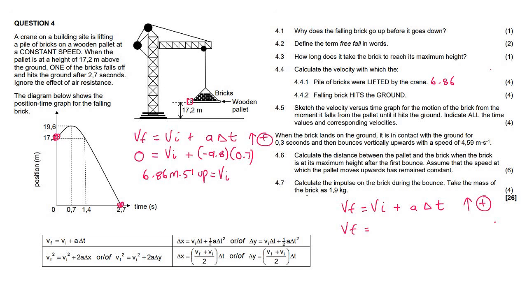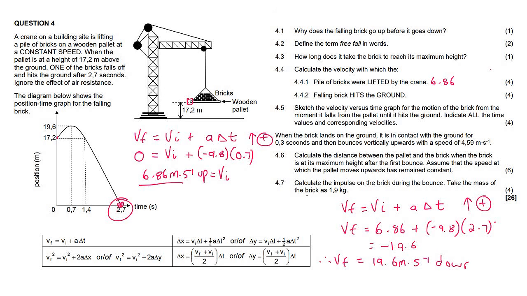So I don't know the final velocity, but I know the initial velocity I've just worked out, which would be 6.86. Gravity will be negative because I'm choosing upwards as positive. And then the time from the beginning to the end is the 2.7 seconds. If you work this out, we will get a negative answer. Yes, we do, negative 19.6. So what this means is that the final velocity of the brick is 19.6 meters per second down, because we chose up as positive and we got a negative answer.